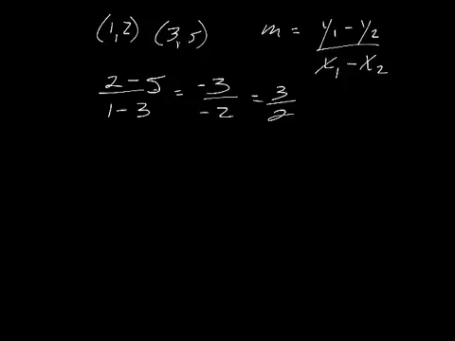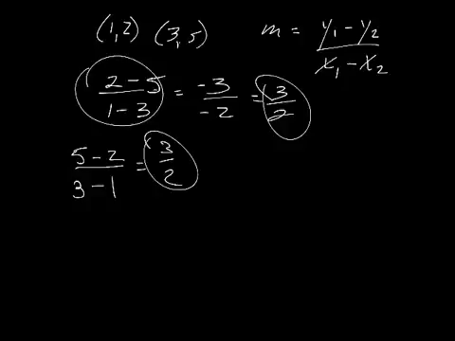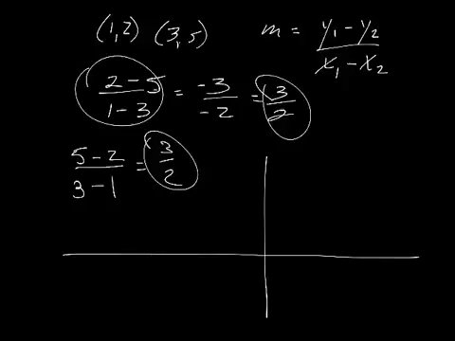Alright, let's say that we did it the other way. Let's say that we picked different y's. Let's say that we picked the 5 to be our y first, and our 2 to be our y second, and then our 3 to be our x first, and our 1 to be our x second. Now what do we get? 3 over 2. Notice I get the same thing. So it doesn't matter what order you do these in. It never matters.